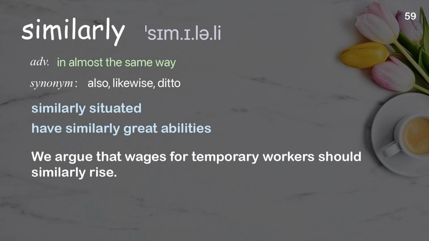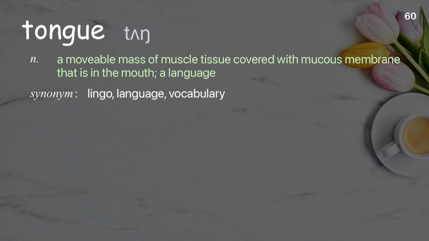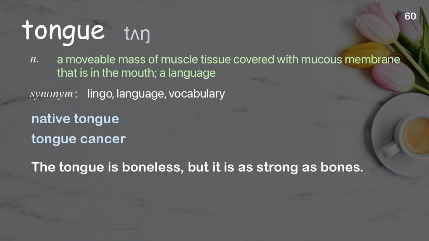Tongue: A movable mass of muscle tissue covered with mucous membrane that is in the mouth, a language. Examples: native tongue, tongue cancer. The tongue is boneless, but it is as strong as bones.